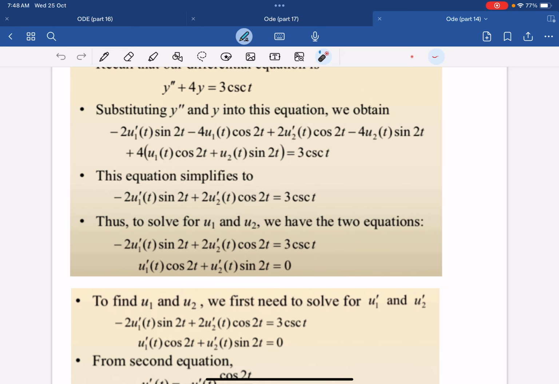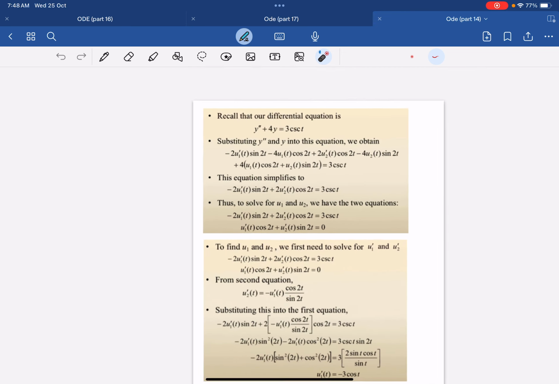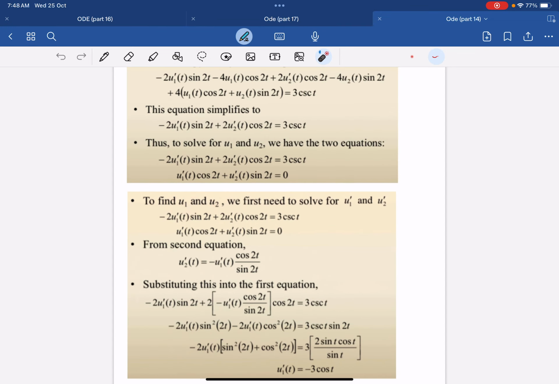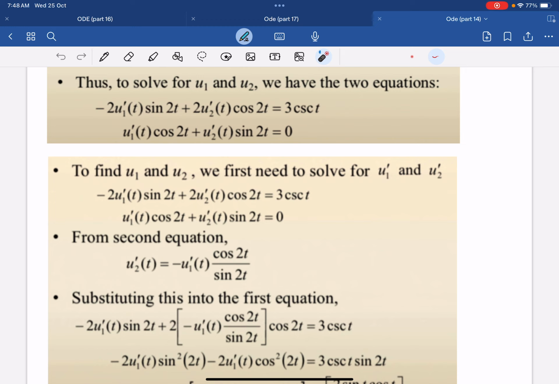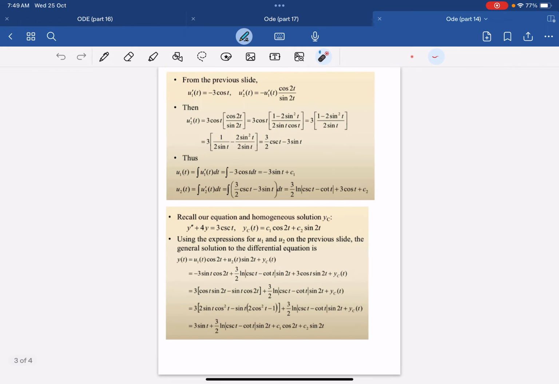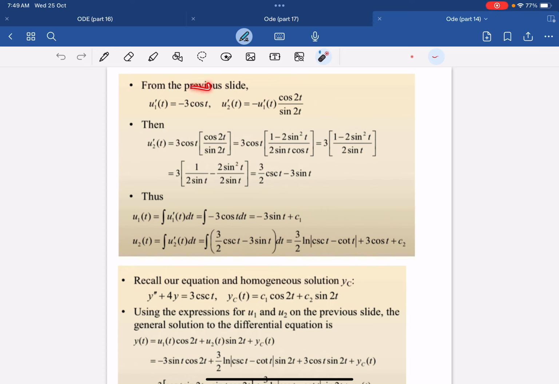Now to solve for u1 and u2, we have two equations. First we have this, and then the next we have this equals 0. So the understanding is, now we just need to find u1 and u2. We just need to solve this thing. So how we're going to solve this is, we recognize that u2 prime is just equal to minus u1 prime times cosine t over sine t, and we substitute that in over here. We're able to get that u1 prime equals minus 3 cosine t, and so we just integrate normally.